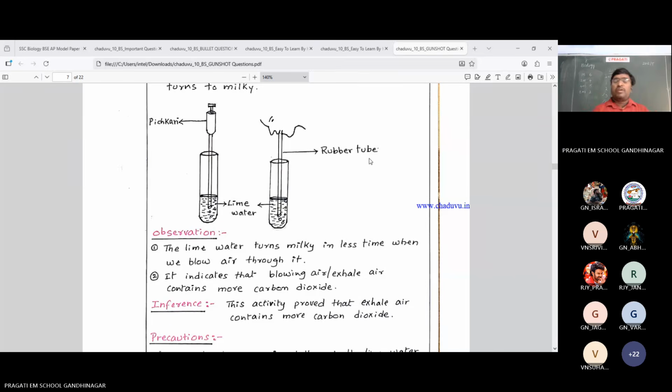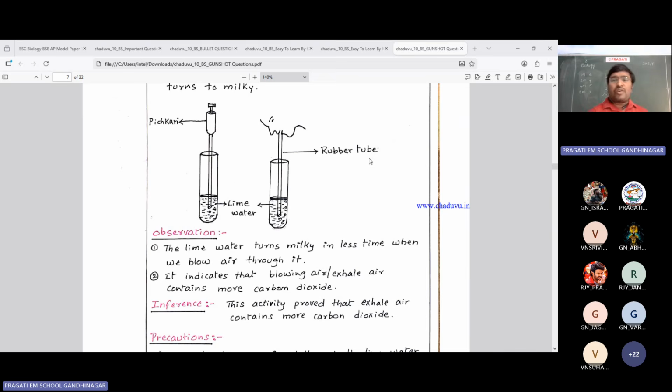Okay, so this is the diagram for this experiment, children. Once look at this diagram. It shows one test tube being used with the syringe and the man blowing into another test tube directly with the help of a rubber tube. And based on these two, what is our observation? Let's see. The lime water turns milky in less time when we blow air through it. Okay, so that indicates that blown or exhaled air contains more carbon dioxide. Isn't it, children? So, what is the inference for this experiment? This activity proves that exhaled air contains more carbon dioxide.